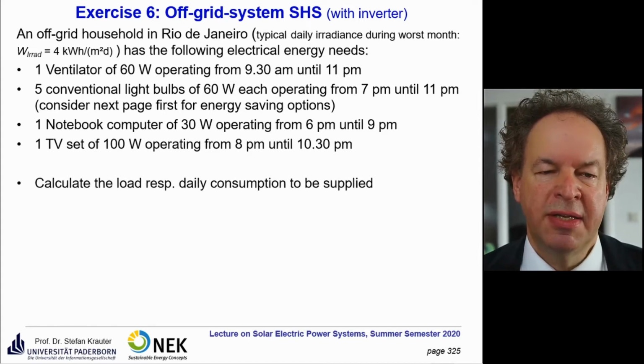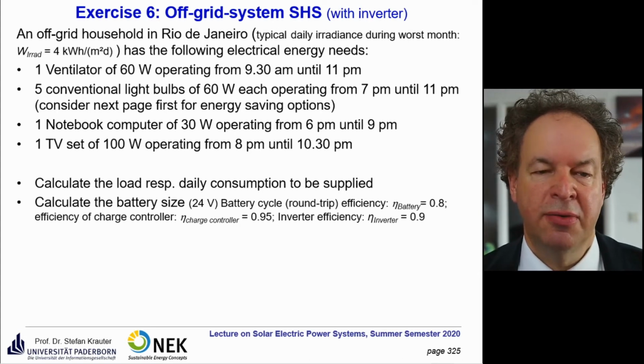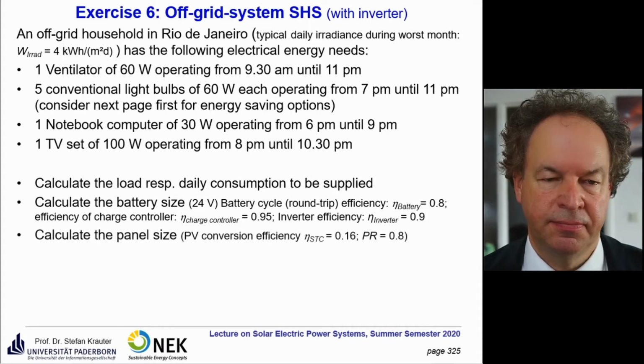What we should do is to calculate the load, respectively the daily consumption to be supplied, considering the energy saving options, and then we calculate the battery size for a system voltage of 24 volts. The battery cycle efficiency of the round trip from charging to discharging is 80%. Then we have the efficiency of the charge controller which is 0.95, and the inverter efficiency is 90%. And we calculate the panel size.